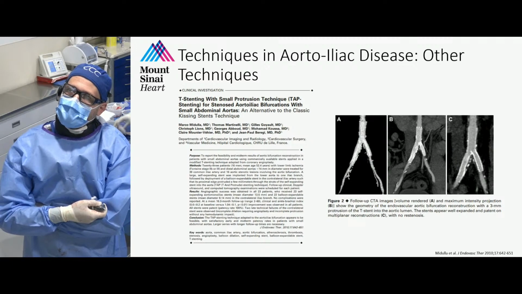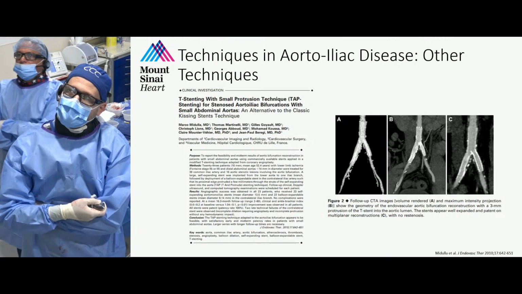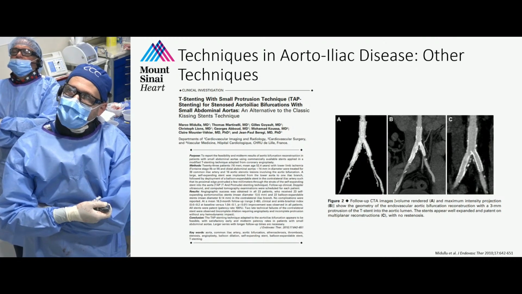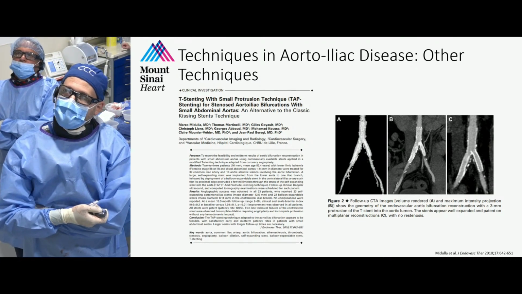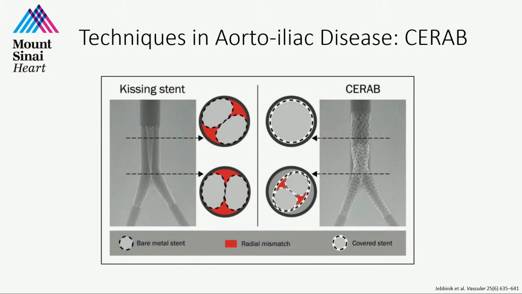This is a paper describing T and protrusion stenting in the aorto-iliac bifurcation, with about 20 patients that have very good 2-year patency results. Obviously, that's using bare metal stents. That's just one coronary technique that has been borrowed.